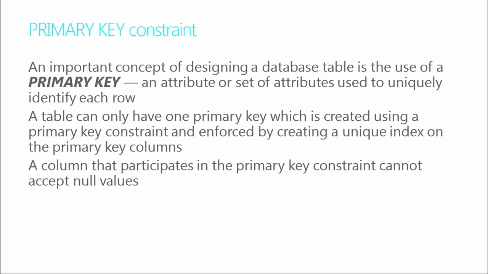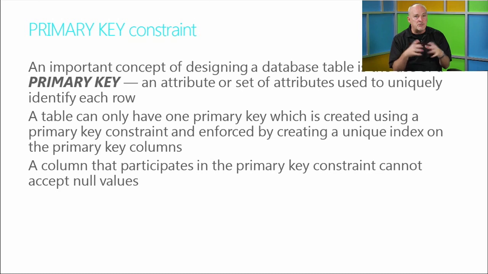Not 1 column, but 1 primary key that could be a single column or multiple columns. And a column that participates in this composite primary key or individual primary key cannot allow null values, which means content has to be added there. So I can't just skip by when I'm adding content. If you're going to make a column part of a primary key constraint, then it requires content being added to that. And you can enforce that when you're creating the columns, and we'll see that a little bit later on. So a primary key is used for that.